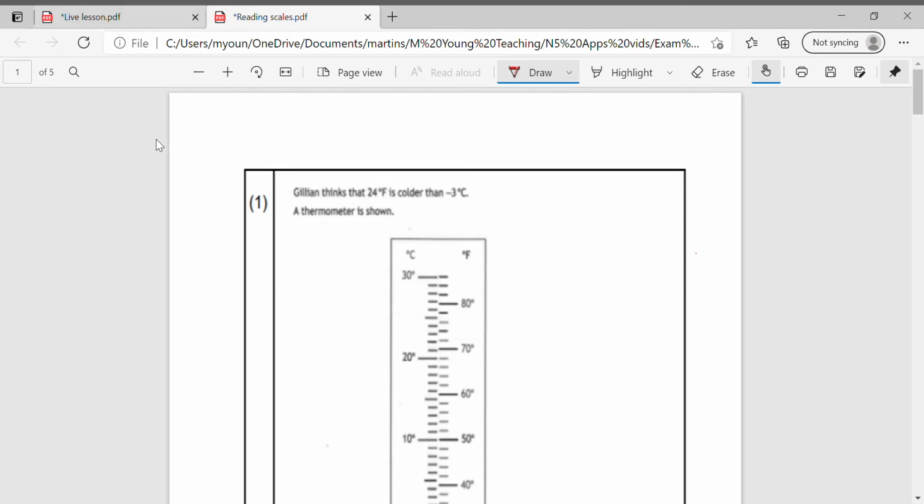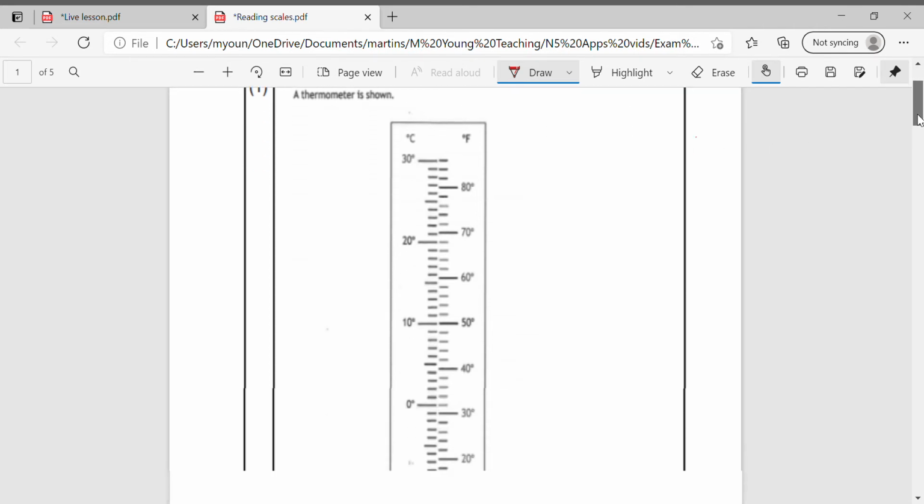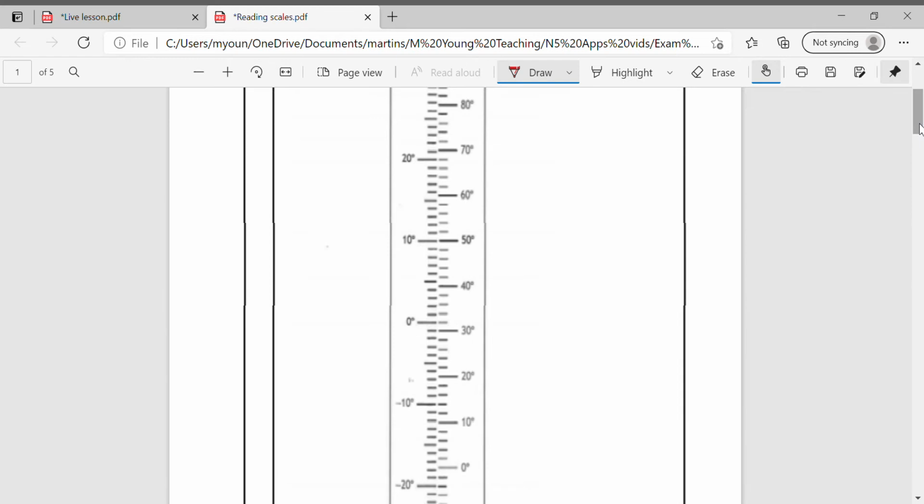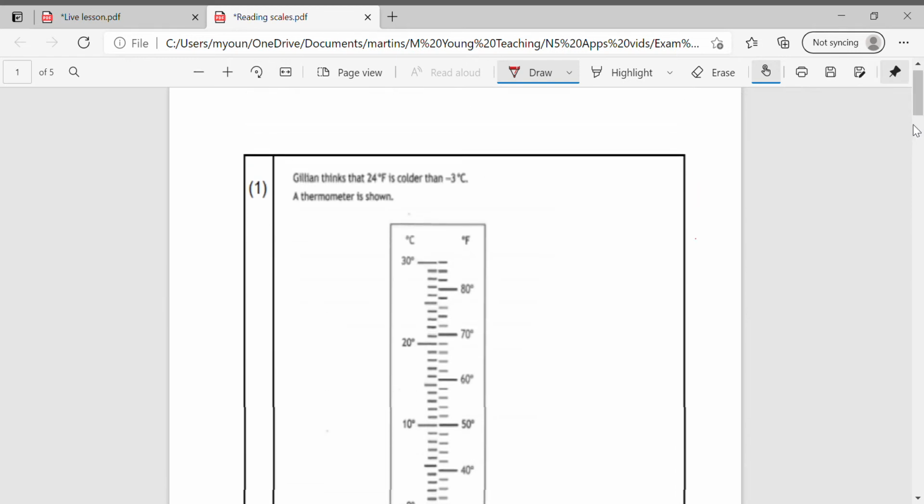So question number 1, Gillian thinks that 24 degrees Fahrenheit is colder than minus 3 degrees Celsius. A thermometer is shown. What we've got to do is determine if she's correct, and we've got to justify it. So what we're going to do is use this scale to work out what's colder. Obviously on a thermometer, the thing that's lower down is going to be colder. So let's find both of these, mark them on the thermometer and see which one is indeed further down.